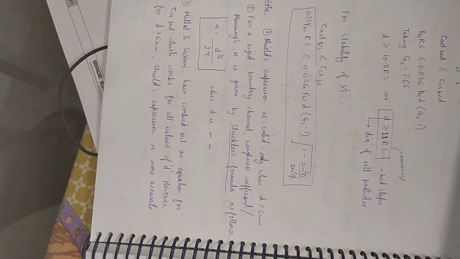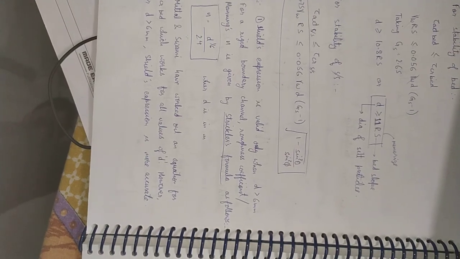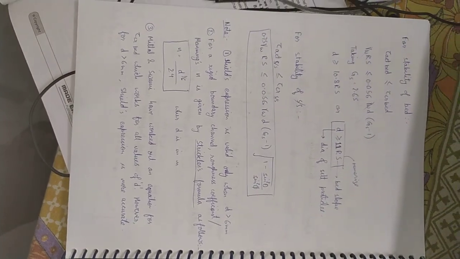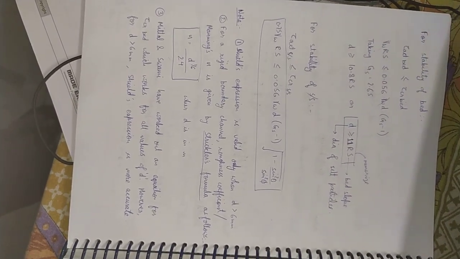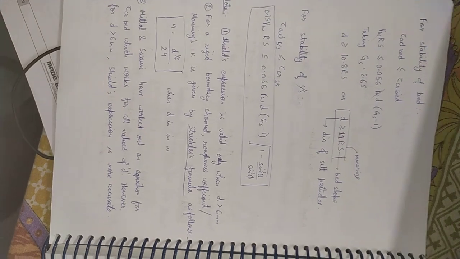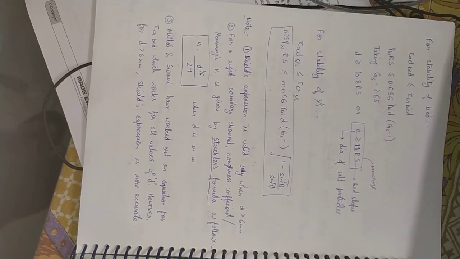And for a rigid boundary channel, roughness coefficient, which is also called Manning's N, is given by Strickler's formula. The formula is Manning's N is equal to D raised to the power 1 by 6 divided by 24, where D is in meters.